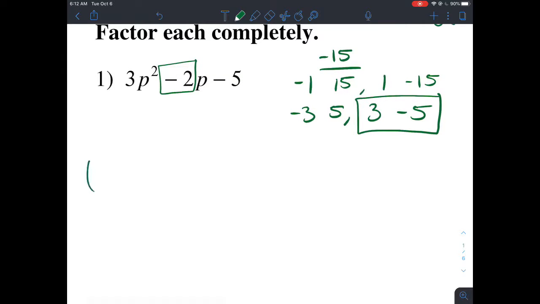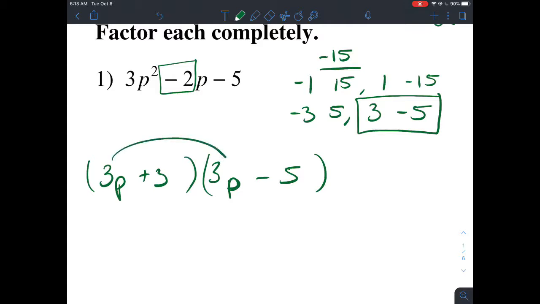Now this is the part where it gets a little bit different. You're going to write out the binomials here. Now normally you would just do p and p, right? Well, let's go ahead and try this. We're going to do a 3p and a 3p. Okay? Now, technically, when you do this right off the bat, it doesn't work, right? If you were to multiply this back out, you would get a 9p squared over here, which is wrong. But there's an extra step.